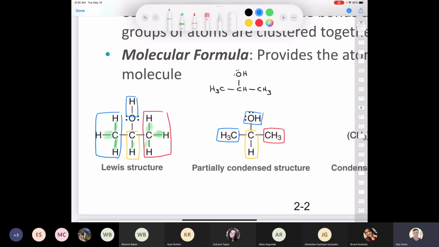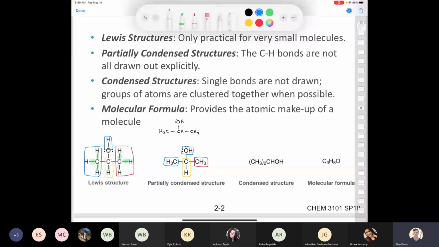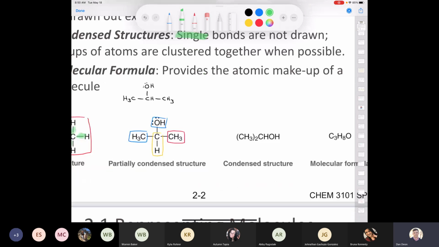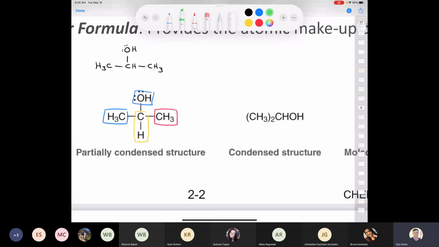Well, you can condense a structure even more than is shown with this partially condensed structure. If we use what's called a condensed structure, we leave out all single bonds. We just cut them all out altogether. Notice that we're cutting out single bonds. It doesn't say anything about leaving out double or triple bonds. I'll get into that later. We never leave those out. Groups of atoms are clustered together when possible. So you kind of get a feel for this as you see more and more condensed structures of the ways that you can condense molecular structures.